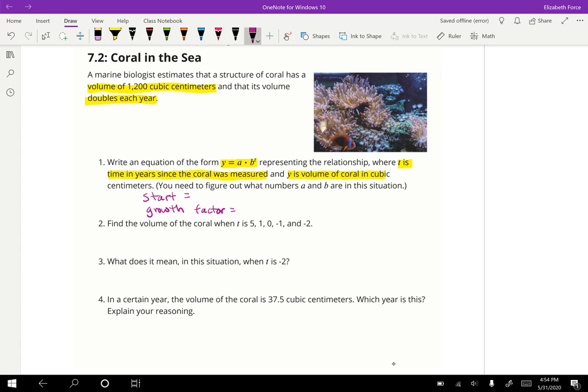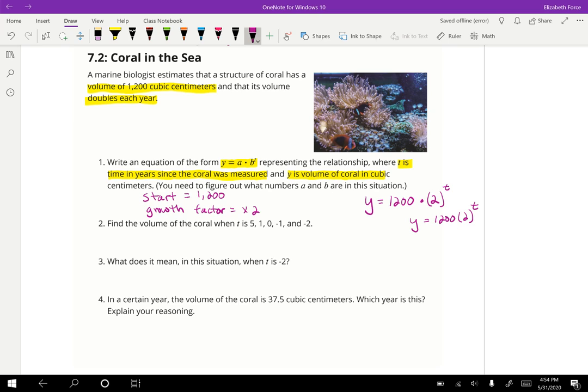So we're starting with 1,200 cubic centimeters, and we're doubling. So our growth factor is timesing by 2. So when you write your equation, it's going to be y equals 1,200 times, in this case, our b value, our growth factor, is 2 because you're doubling, and it's 2 to the t. Now you don't need that multiplication symbol in there. You're more than welcome to go ahead and write it right next to each other, as long as you have the parentheses in there. So both of these will work.